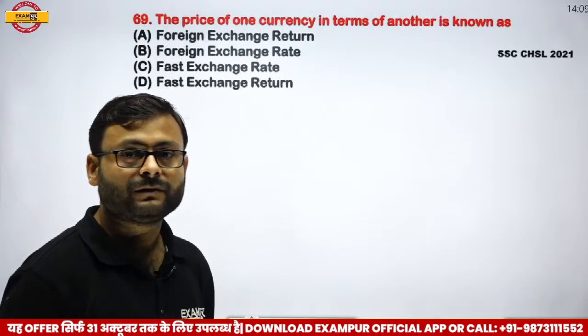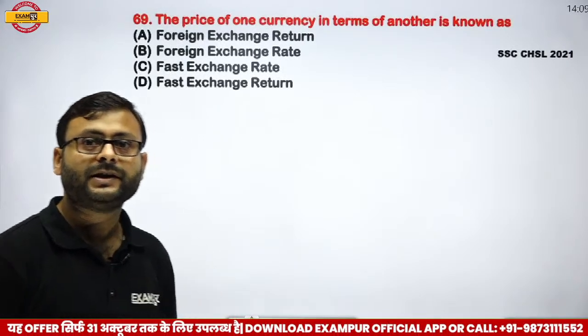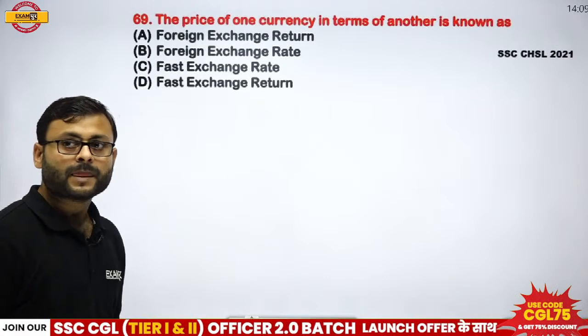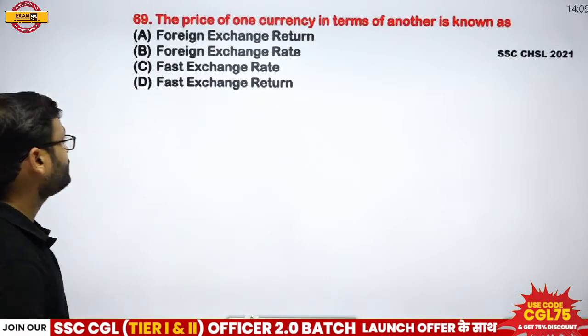What will be the correct answer for this question? Kindly give me the correct answer for this question. So here the correct answer for this question is foreign exchange return.